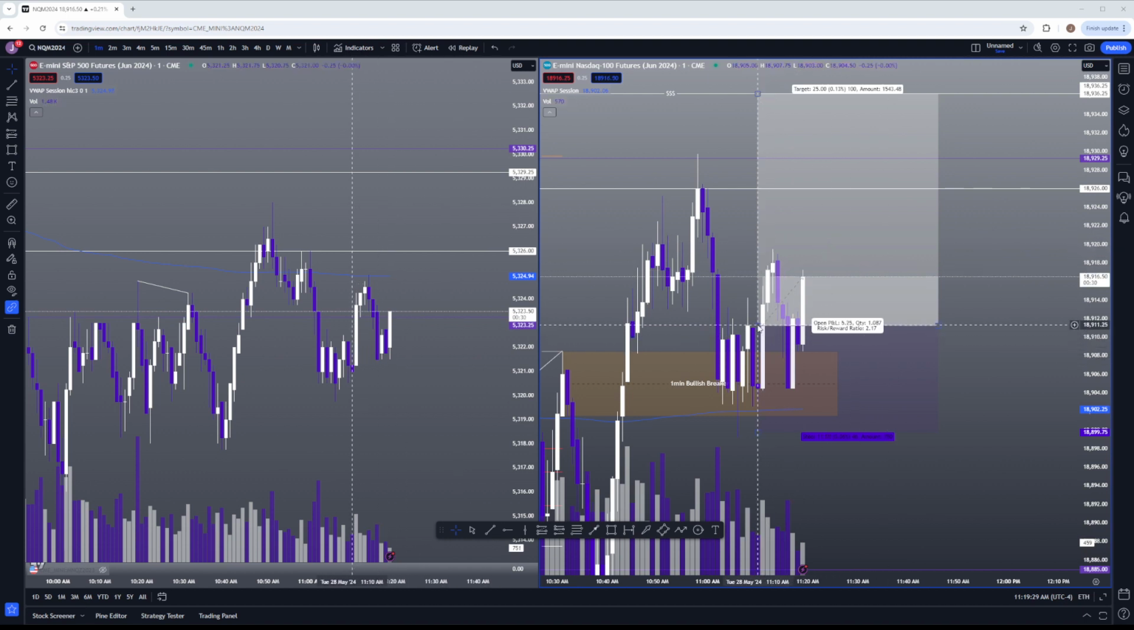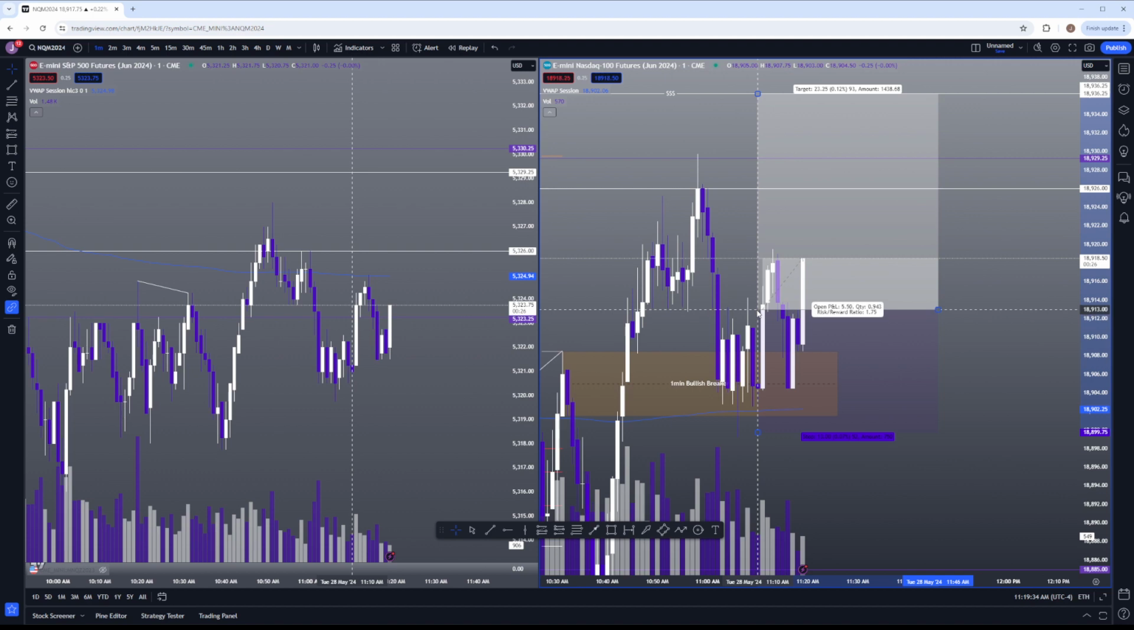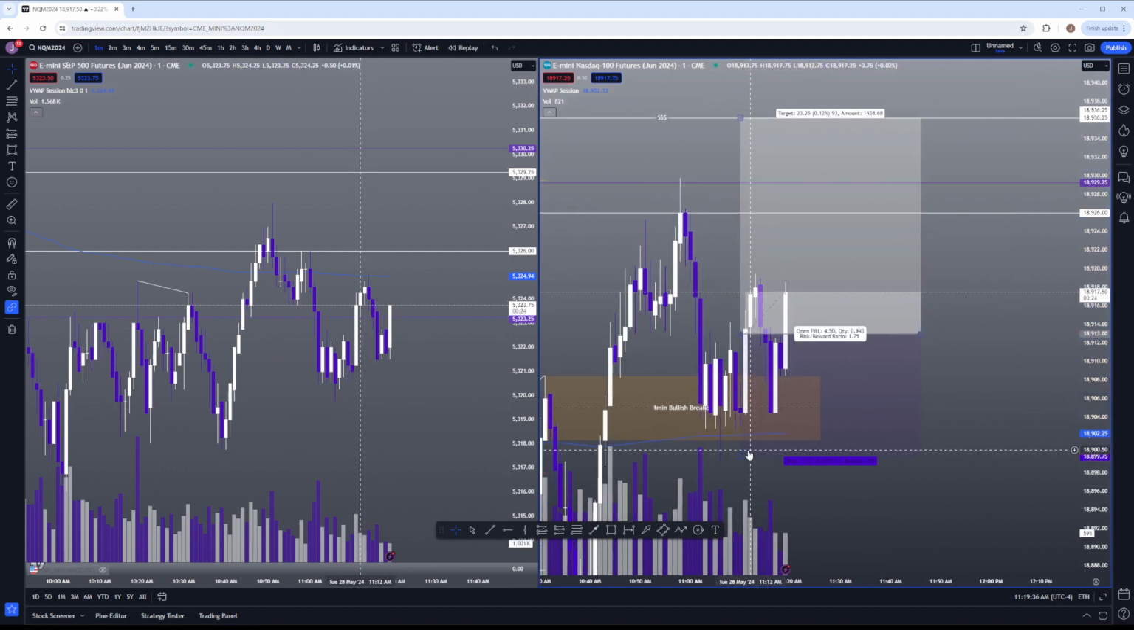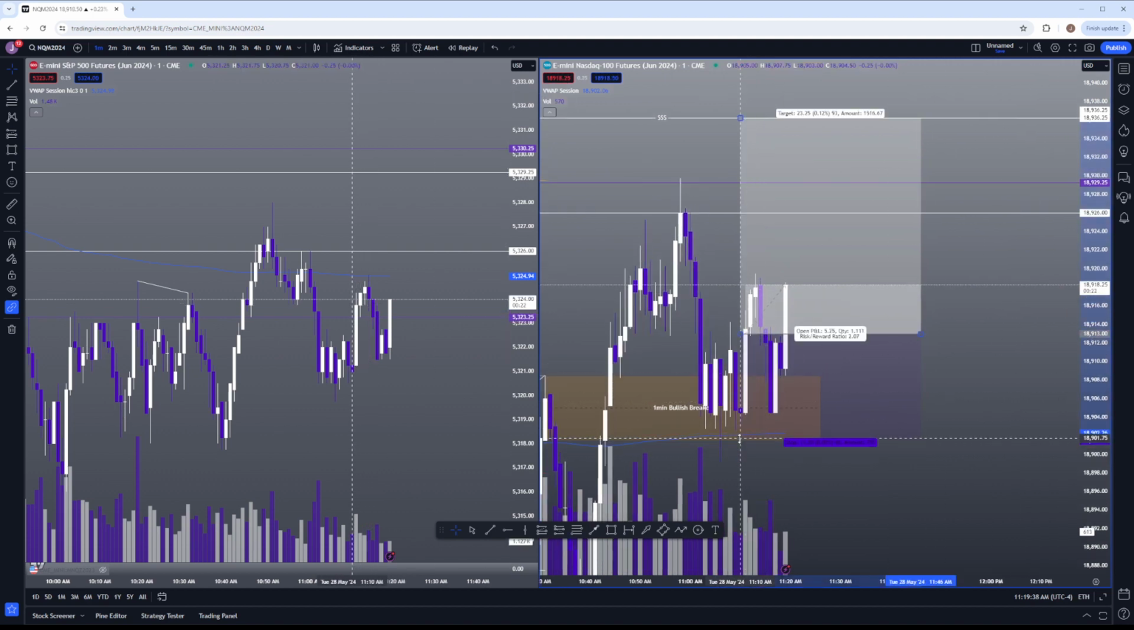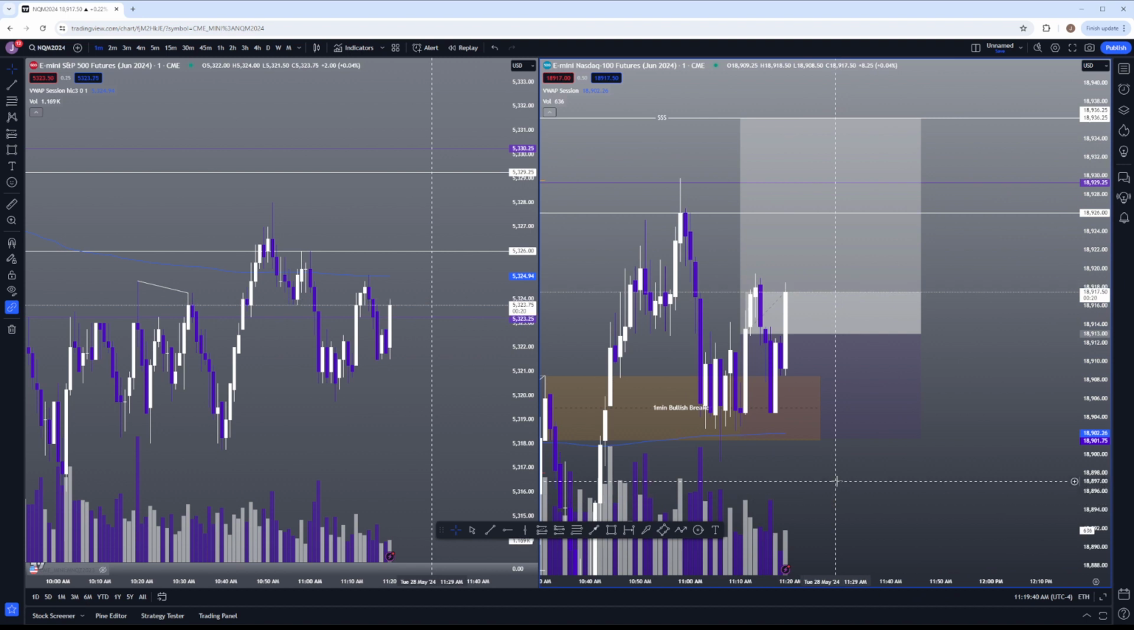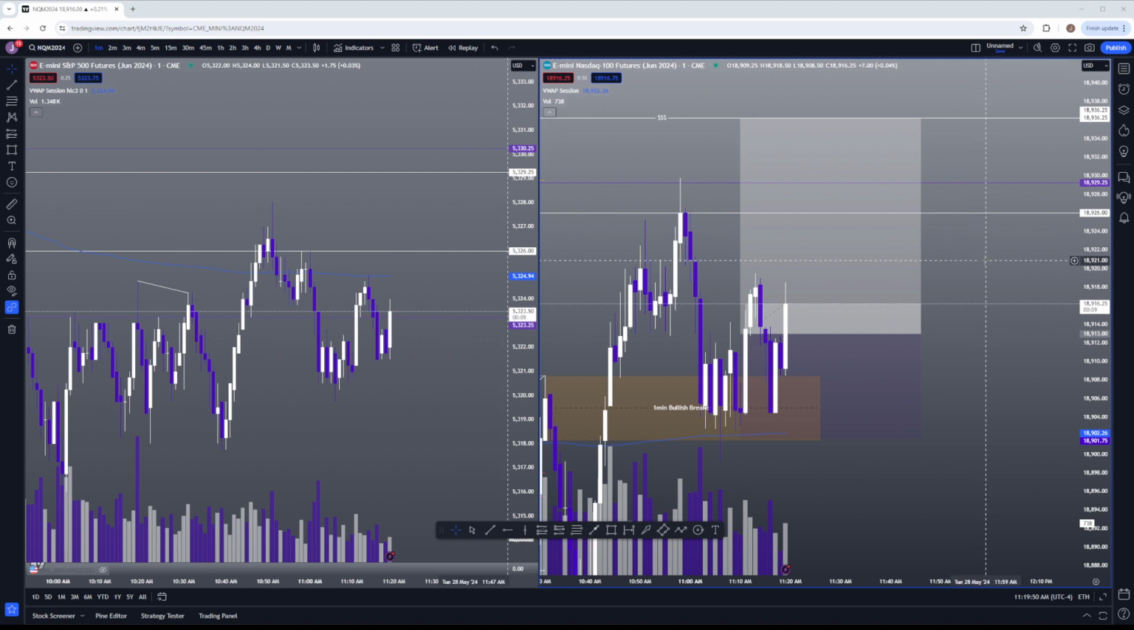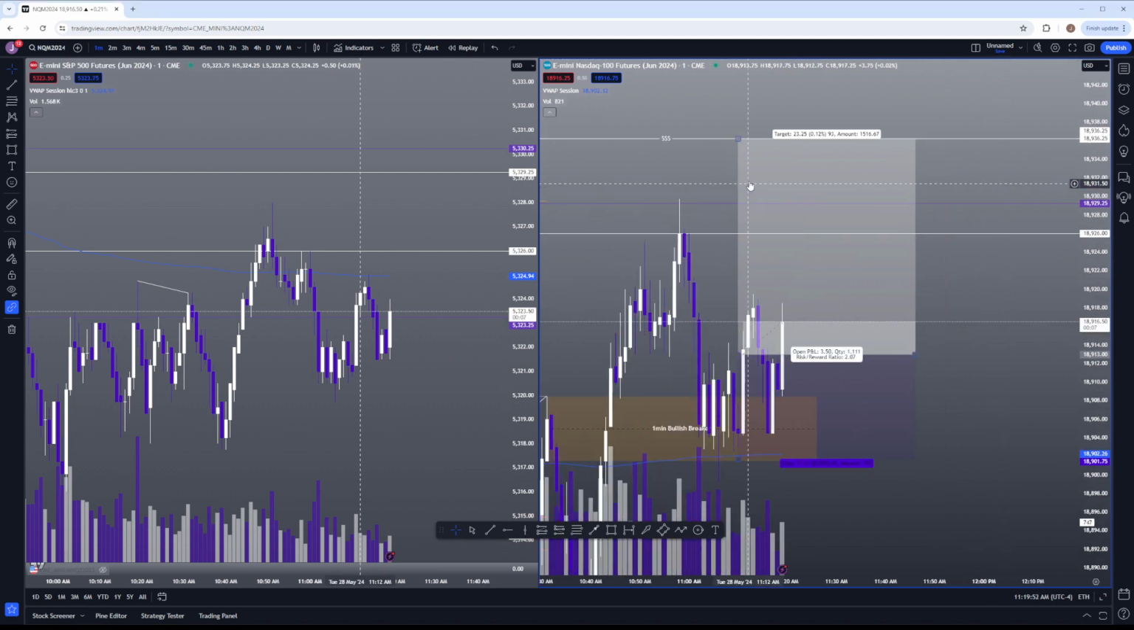Move my entry up to 13. I'll move my stop up. Keep it at 45 ticks at the bottom of the breaker, 18,901.75. I am in a full now. See if we can get that breakout move. Structure's starting to look nice.